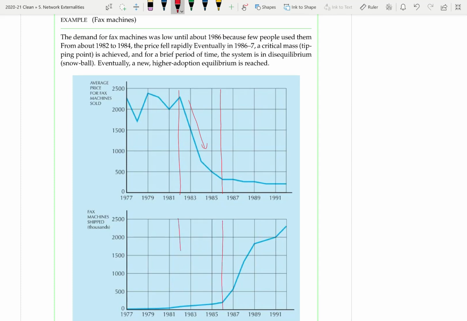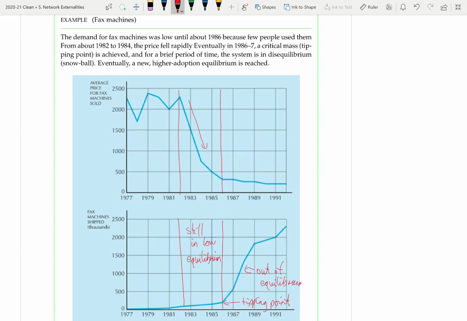But if we look at the bottom diagram, nothing really happened until 1986. So although the price was falling in this period between 1982 and 1986, we're still in the low demand equilibrium. There's no real increase in the number of fax machines shipped. But eventually, once the prices become low enough, we reach a tipping point, the market is out of equilibrium, and the number of fax machines shipped rises quite rapidly. And then eventually it levels off and we're in the high demand equilibrium.